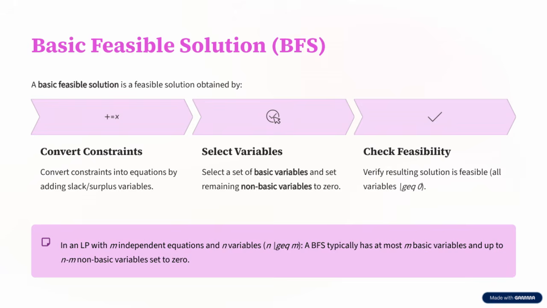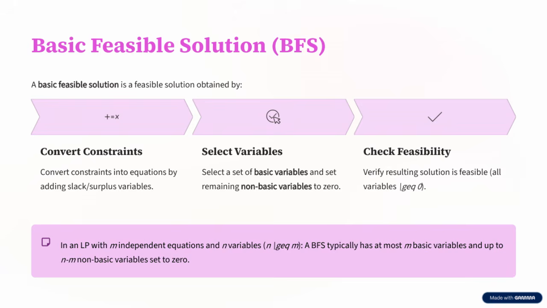So, after selecting a set of basic variables, we set the remaining non-basic variables to 0, and then we check if the solution satisfies all the constraints. Before selecting variables, we need to convert the constraints into equations. We do this by adding slack or surplus variables, which transform inequalities into equalities, making it easier to work with the system. A basic feasible solution, then, is a feasible solution obtained specifically by choosing a set of basic variables and ensuring that all variables meet the non-negativity condition.